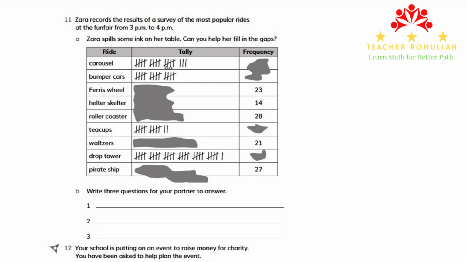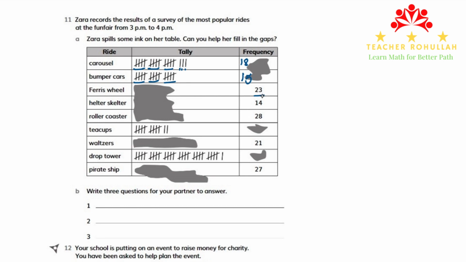In the first two rows, we have the tally marks, but we don't have the frequency. We have to count the tally marks. 5, 10, 15, 16, 17, 18. So the number which is missing here is 18. In the second row, again, frequency is missing. So 5, 10, 15. The number here is 15. In the third row, we have the frequency, but we don't have the tally marks. We have to find the tally marks here.